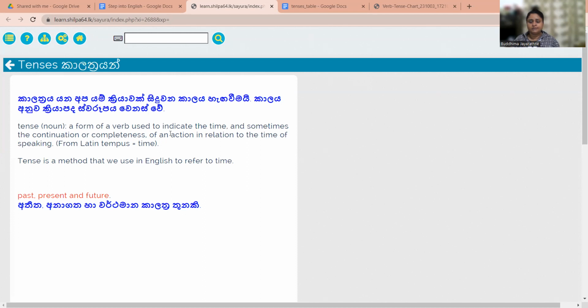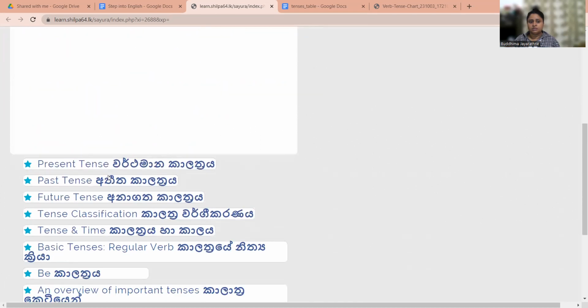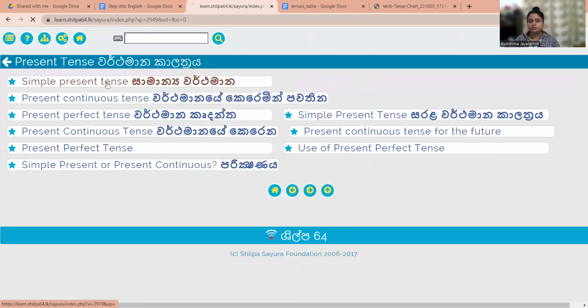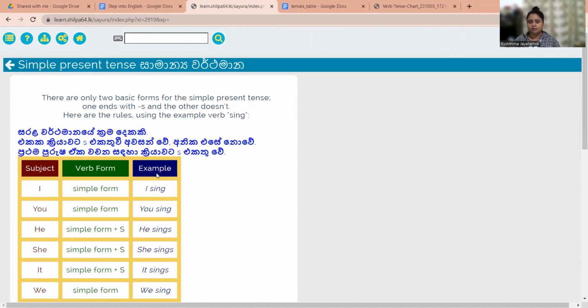So all these things that we talk about in terms of action, verbs, which we learned last week, and the relationship between the action and the time of speaking, that means whether it is present, past, or future, or whether it has been a continuous action. In the Latin form, tempus, time, it became tense. So let us learn about the basic tenses here. One of the most popular and easiest tenses to master is simple present tense. We call it Sarala Vartamana.